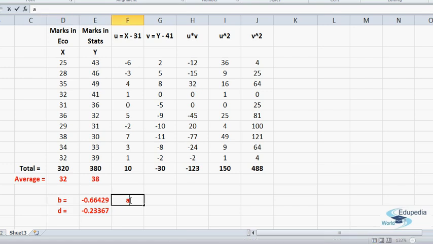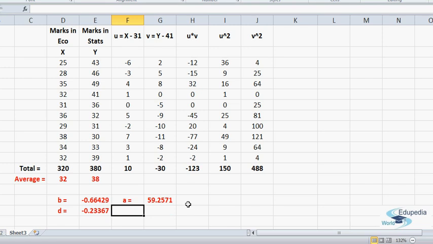Let's go to a. We have a equals, what's the formula of a? It's y bar, that is the average value of y, minus b times x bar. So a is y bar, and our value of y bar is 38, so it's y bar minus b times the value of x bar. Let's put this in parentheses. So the value of a is 59.25.